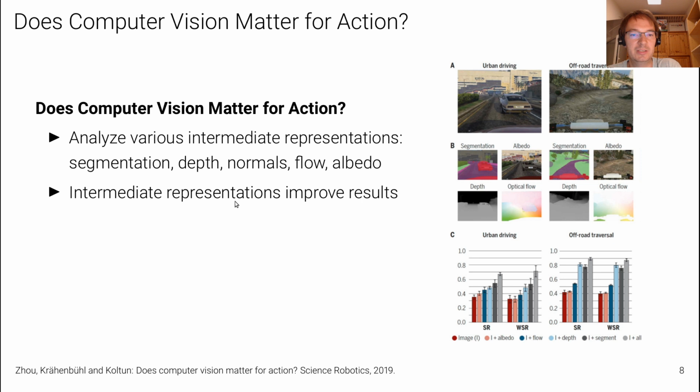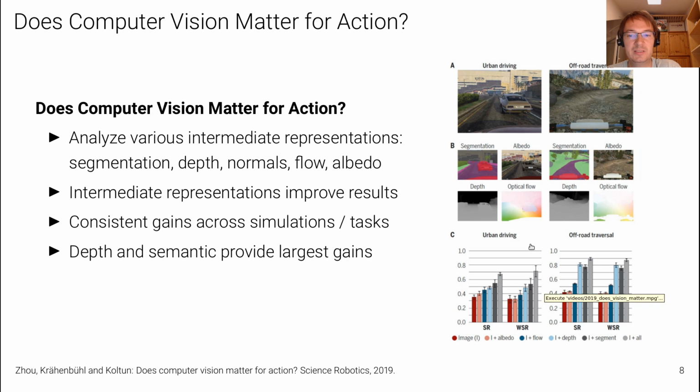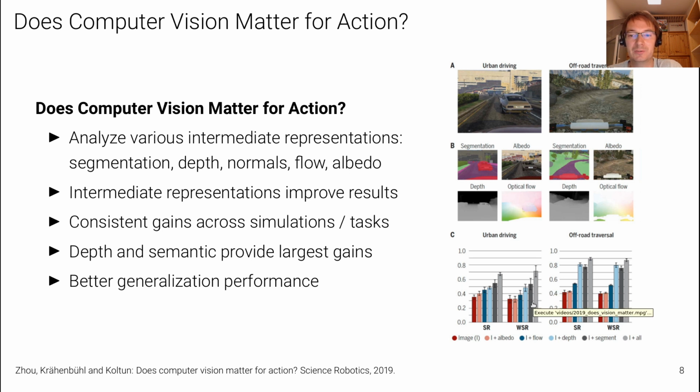And they found that intermediate representations improved results, and they got consistent gains across different simulations and tasks. They also found that depth and semantics provide the largest gains, where semantics helps most in the urban setup, which we are considering here in this talk, and depth helps most in the off-road traversal setup. And they also found better generalization performance using these intermediate representations. They also produced a nice little video that shows the key idea quite nicely, which I'd like to show you now.